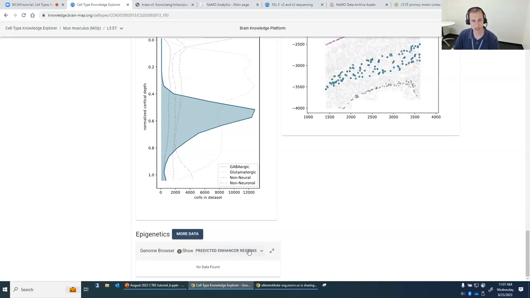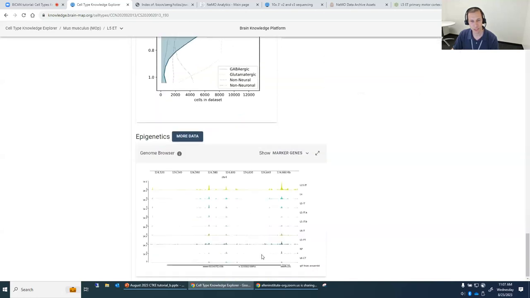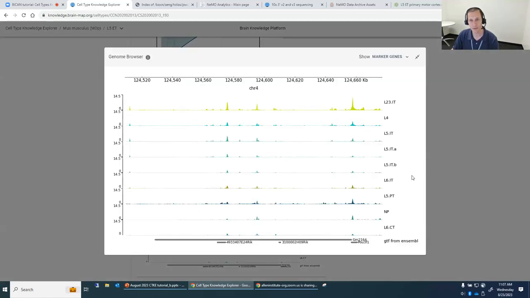At the moment, this one doesn't have any enhancer regions shown, but if you look at one of the marker genes, this is the top NS-Forest marker gene, which is a gene model. In this case, it's called Layer 5 PT, which is one of the aliases, but you can see what the epigenetics looks like in this cell type versus some of the other related types.